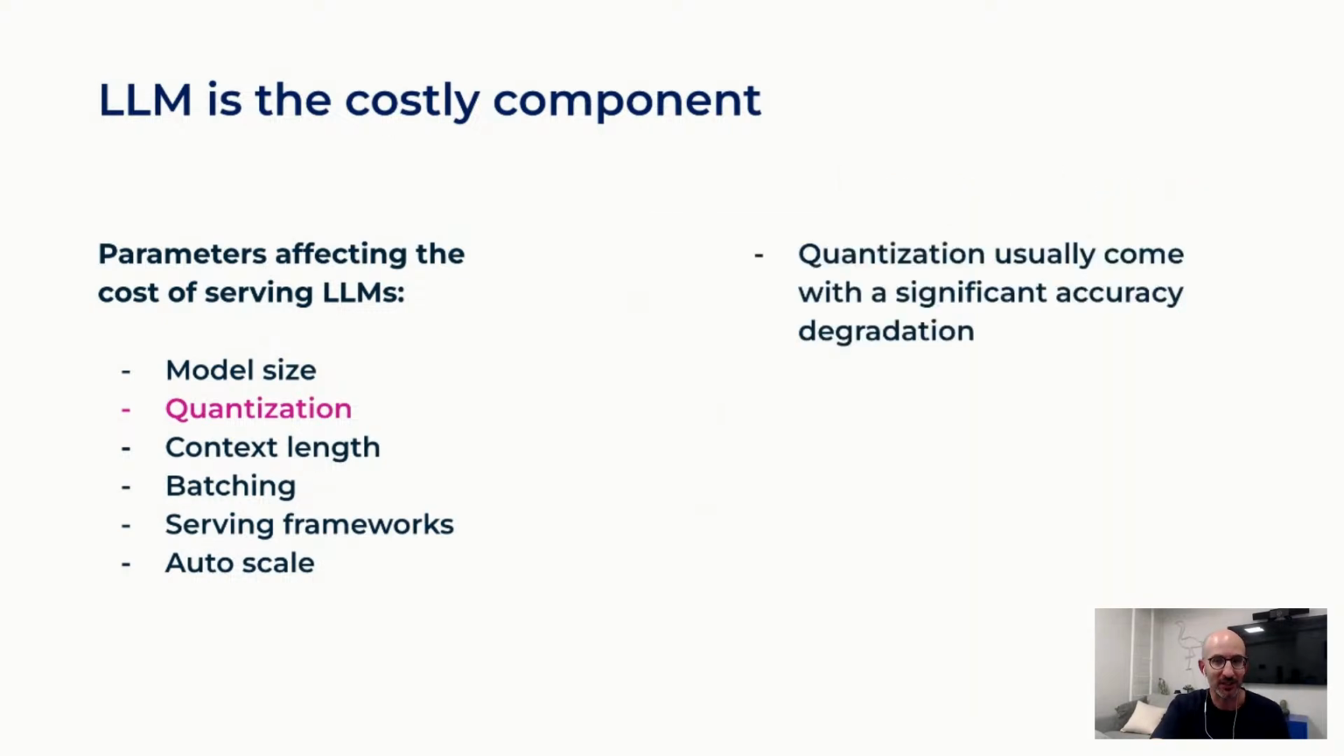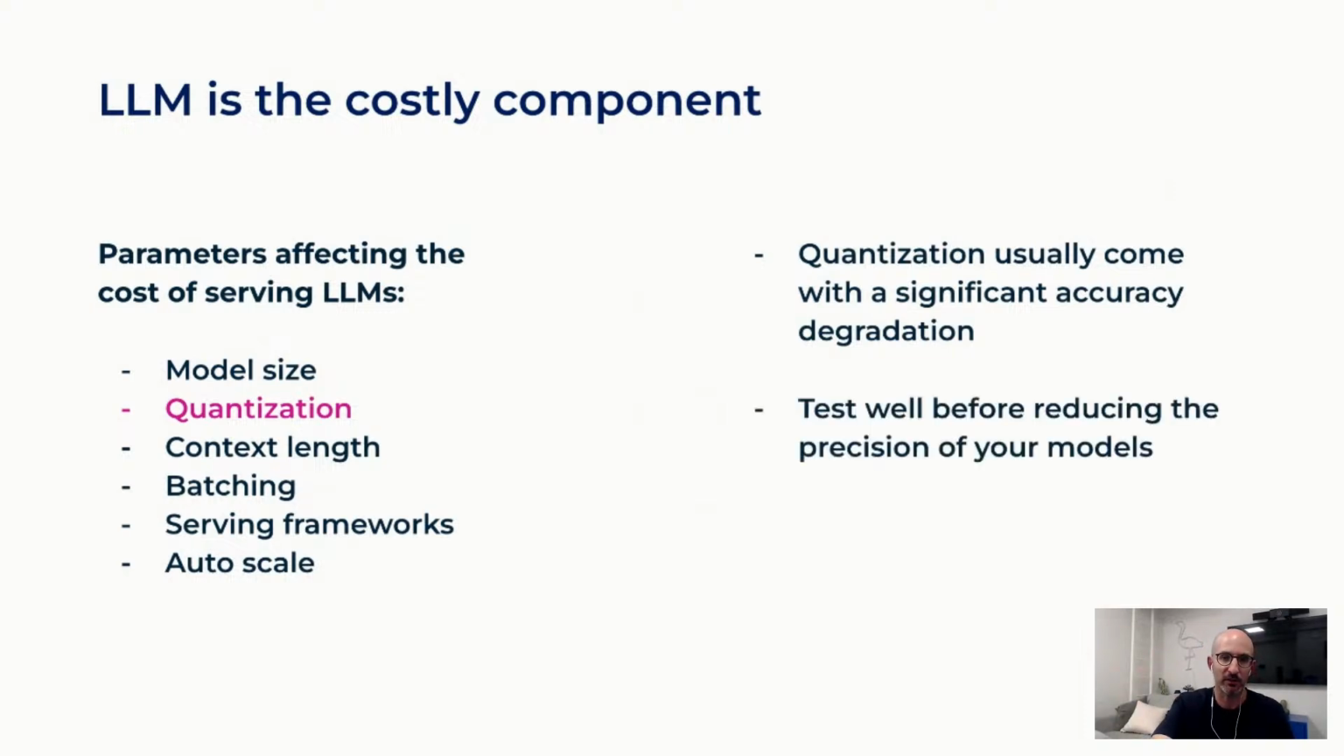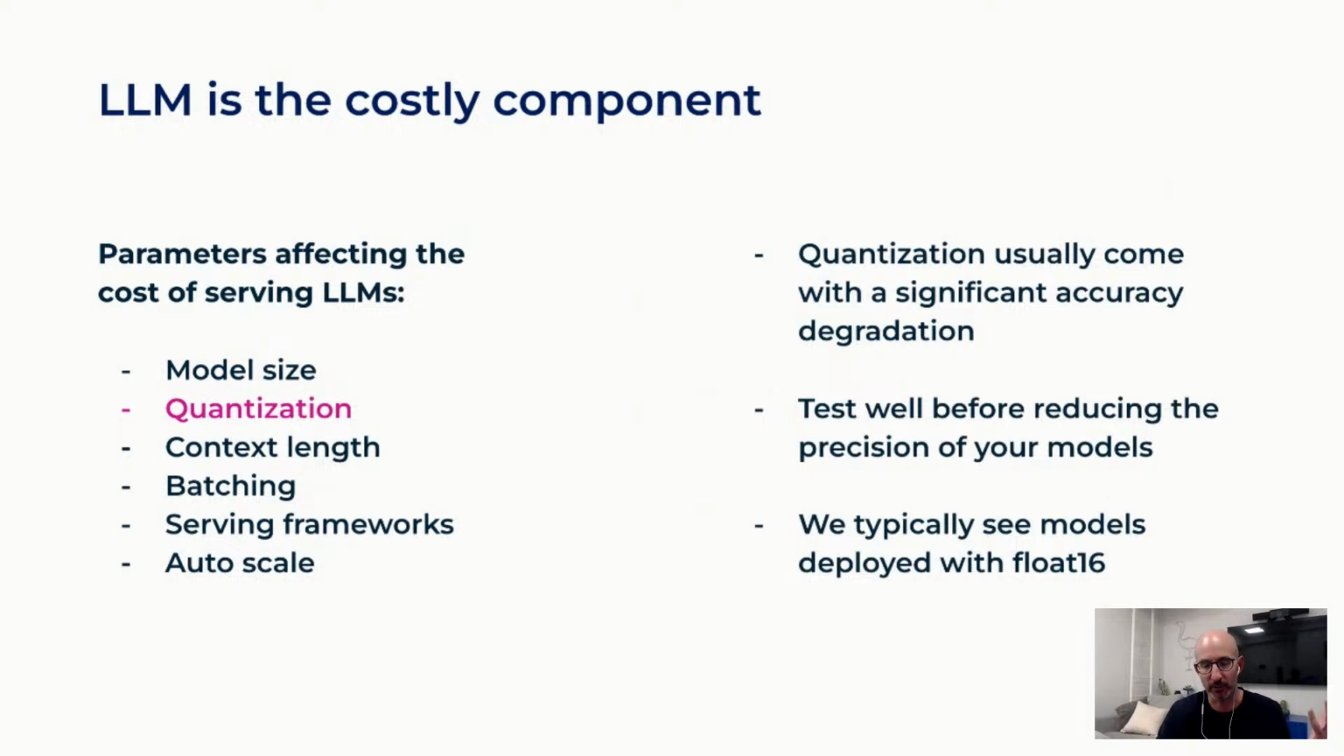But quantization usually comes with a significant accuracy degradation. Your model will be significantly less accurate if you use such methods. So test before reducing the precision, because the memory gains are big and significant, but you might also get accuracy degradation. What we typically see is that models are being deployed with float 16. On the trade-off between memory and accuracy, float 16 is, from what we see, the way to go, what people are actually using.